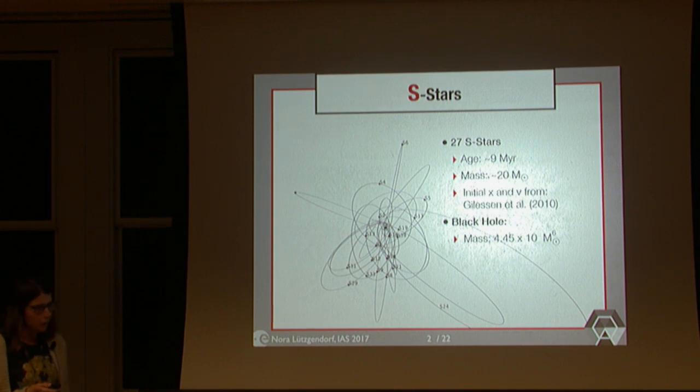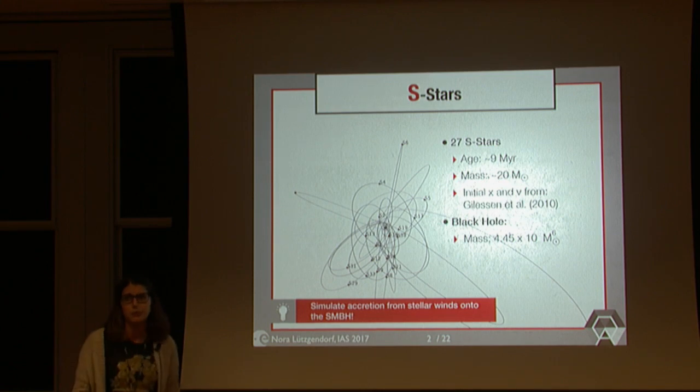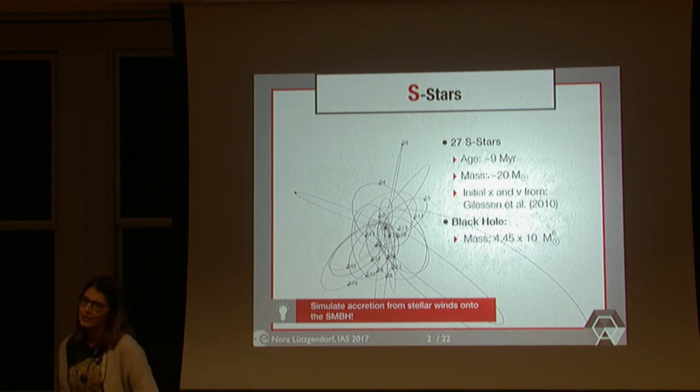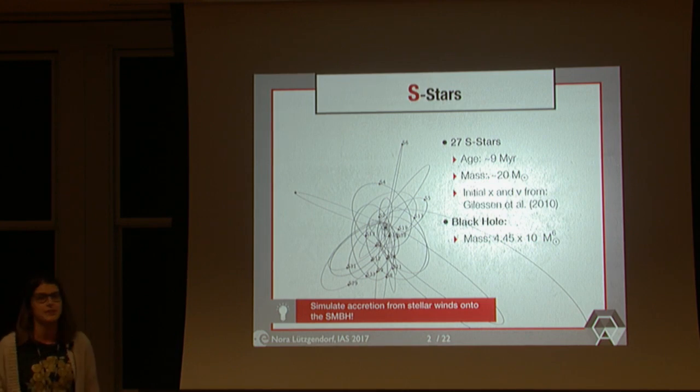So our goal here was to simulate accretion from the stellar winds onto the supermassive black hole. That was the whole goal of the project. We wanted to see how much these winds actually contribute to the accretion of the black hole. Can we explain the whole accretion just with those winds, or is it completely different?